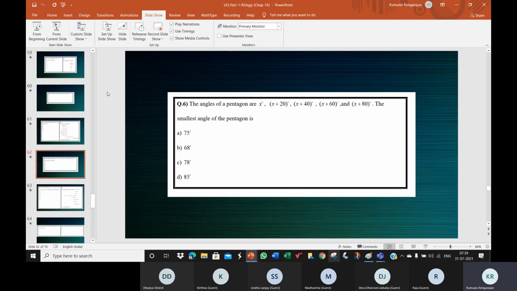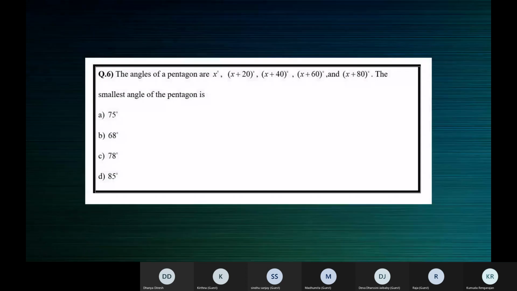Yes, work this, children. Take down this question. It's an objective question. No, I think we don't have time to write the question. Just work it and tell me the smallest angle of the pentagon. Read the question and answer the question.